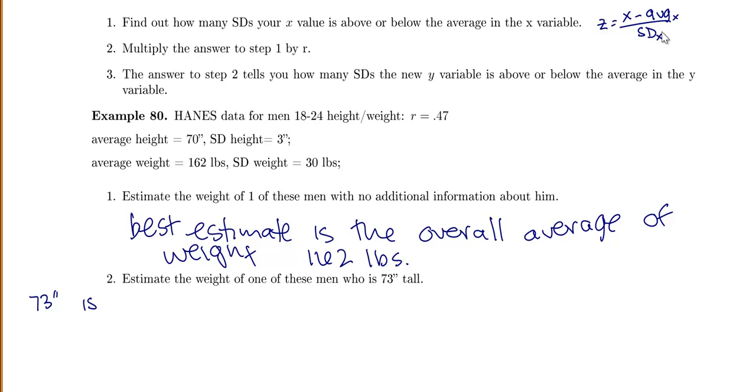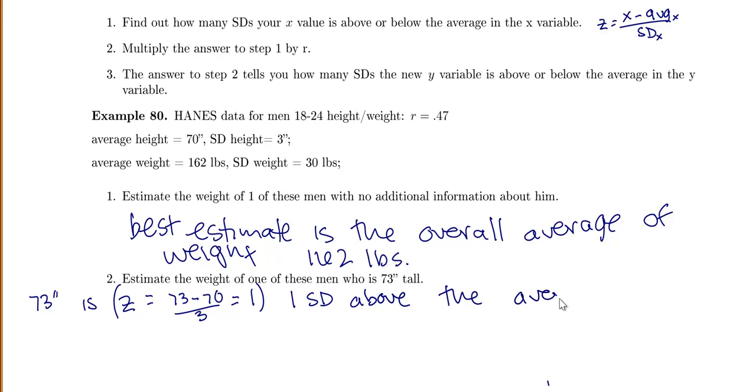And since we're interested in x's, we could just put little x's on all of those if we truly wanted to. So 73 inches is, well, 73 inches minus an average of 70 divided by a standard deviation of 3. So it's 1. So 73 inches is 1 standard deviation above the average. Above the height average.